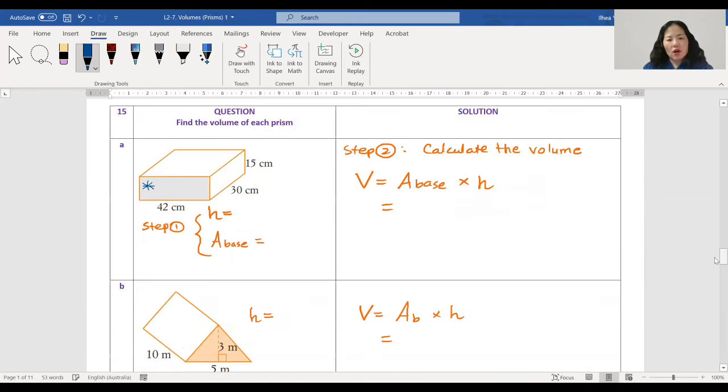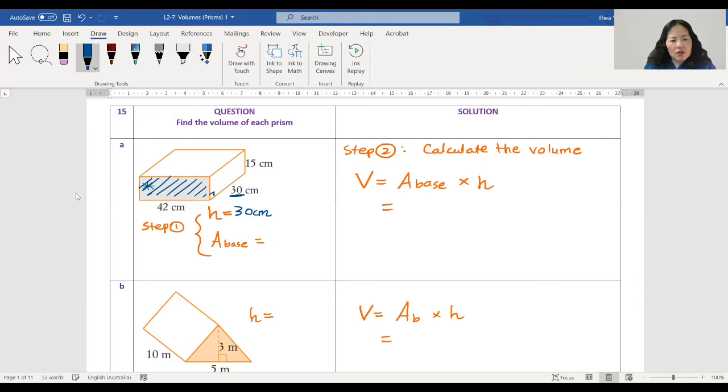Part A, I've got a rectangular prism. So therefore, my base shape is a rectangle. This is my base. So we need to find the volume. To find the volume, we need to have the area of base and the height. What is my height of this rectangular prism? It's 30 because it has to be perpendicular to my base.